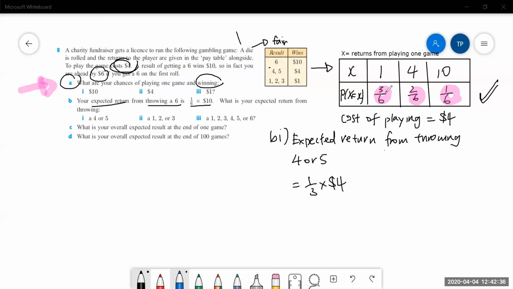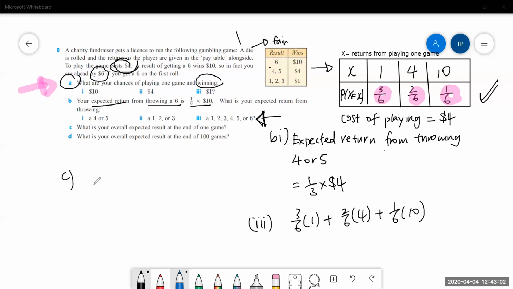For 1, 2, 3, it will be 3 over 6 times 1. Then the expected return for this one will be everything added together, which is what you said earlier: 3 over 6 times 1 plus 2 over 6 times 4 plus 1 over 6 times 10. That will be for part 3.